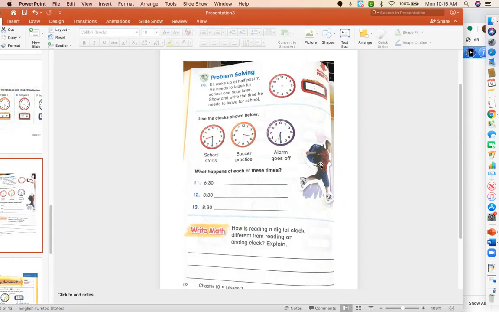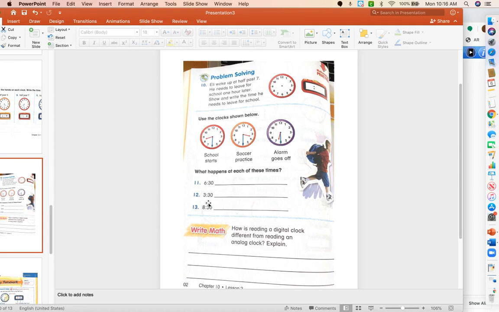Next, you're going to have to get your writing out. It says use the clocks shown below. What happens at each of these times? So number 11 says 6:30. Which one of these clocks shows 6:30? Remember, the hour hand needs to be between the 6 and the 7, and the minute hand needs to be pointing to the 6. Which one shows us 6:30? It should be this one, alarm goes off. So go ahead and write alarm goes off at 6:30. Put me on pause until you get that done.